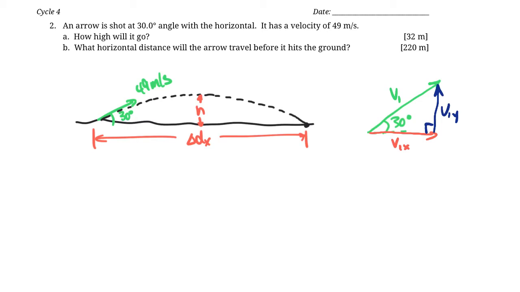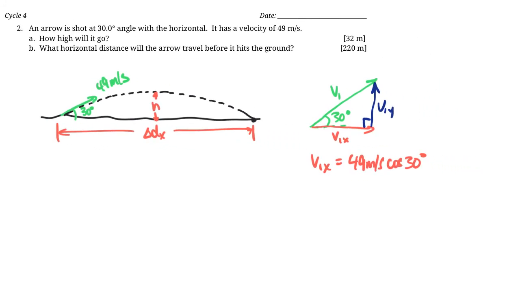So vix is just going to equal 49 meters per second cos 30 degrees, right? Because cos is the adjacent side. And if we do that on here, we get that the x component is 42.44 meters per second. I'm going to keep it to 4 significant digits. We can round at the end. Okay, so this component of it is 42.44.